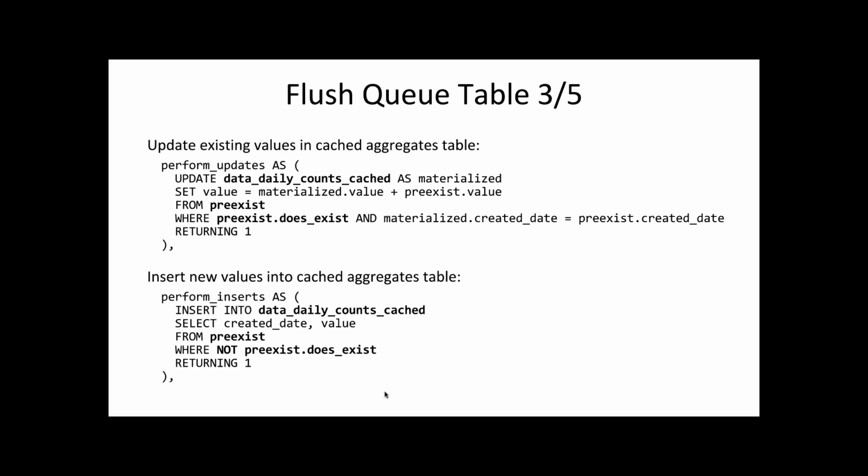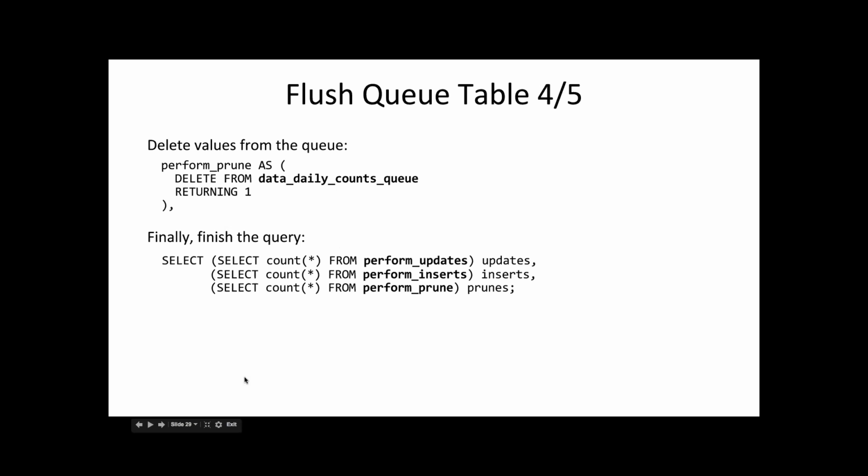Now, having that information, we can start doing the updates. We can increase the values for rows that do exist, and for rows that don't exist, we can do an insert into the cache table. And then finally, we can delete the old data from the queue and finish the query. Basically, we need to use these CTEs somehow, so we can just print a query that shows the number of updates, inserts, and deletes. And that will basically clear out the whole table.